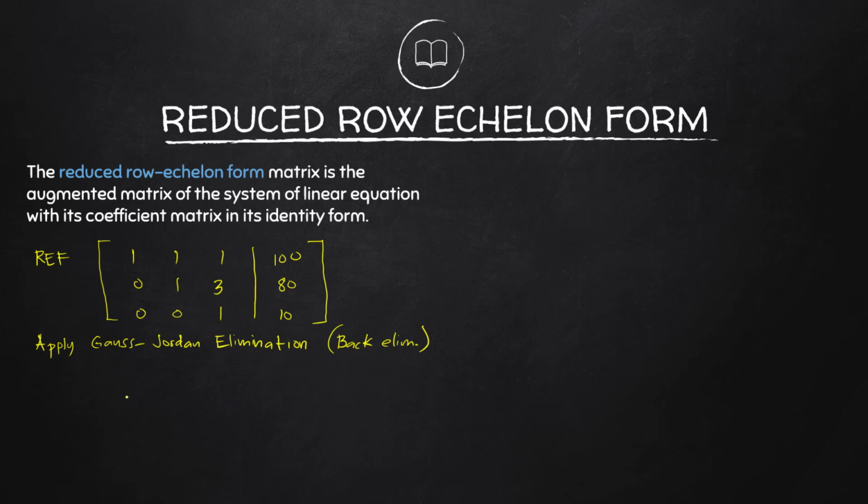So we will proceed with the back elimination. For row 2, what we are going to do is to multiply row 3 by -3 and then add row 2. Take note that this is row 1, row 2, and row 3.